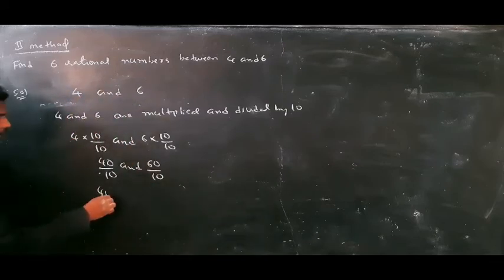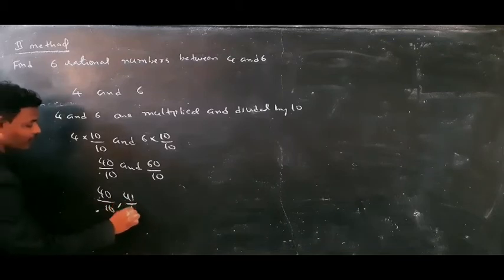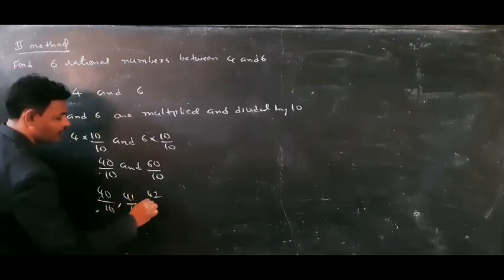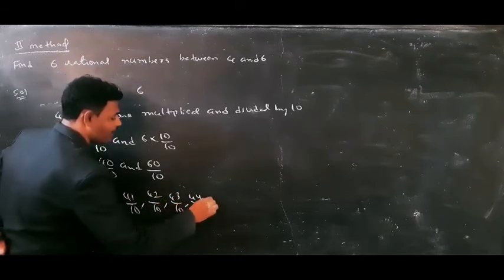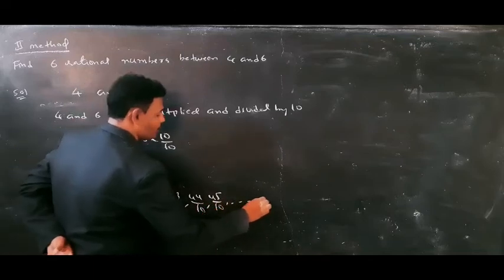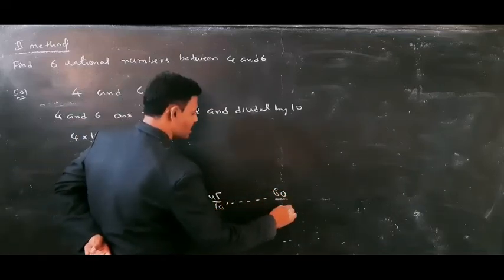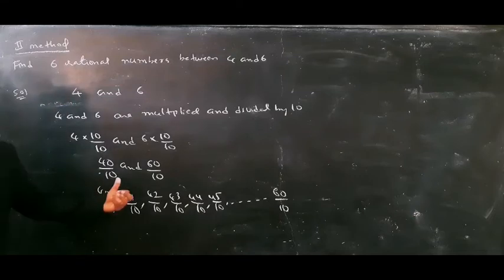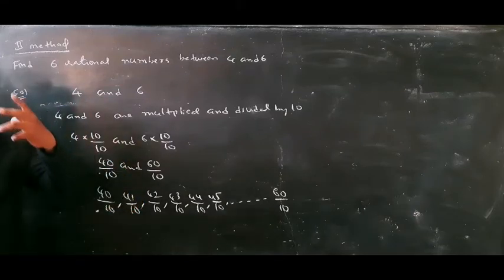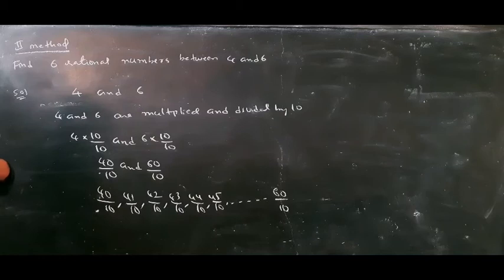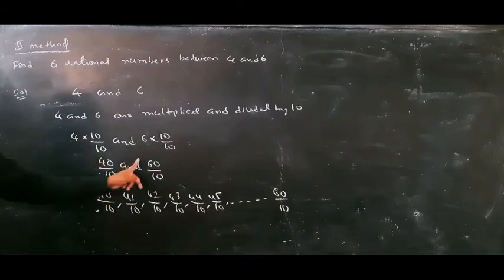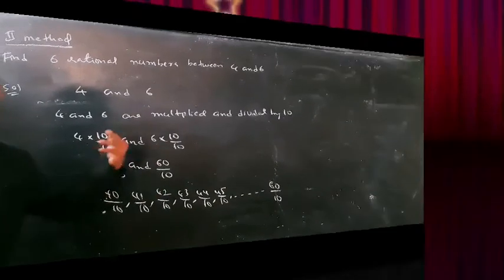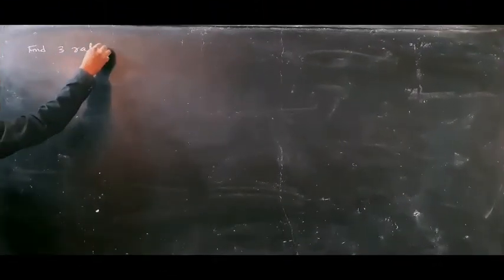Then after, what will you get? 40 by 10, 41 by 10, 42 by 10, 43 by 10, 44 by 10, 45 by 10, up to 60 by 10. So this is an alternate method to find rational numbers between two rational numbers. What I did here, I took 4 and 6. 4 and 6 are both multiplied and also divided by 10. So it is 40 by 10 and 60 by 10. Then after, 45 by 10 for three rational numbers.